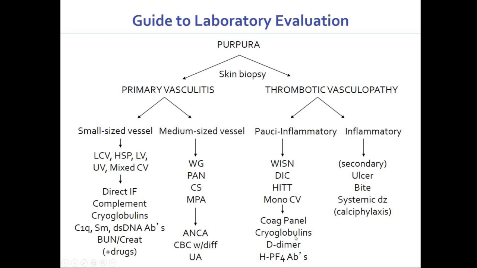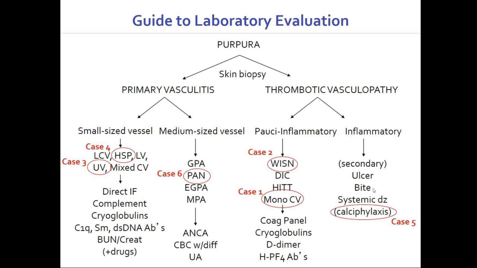And of course, in the setting of thrombi and inflammation, don't forget to consider secondary disorders such as proximity to an ulcer bed, arthropod bite, or systemic disorders such as calciphylaxis, as I've shown you. Here's a summary of the cases that we've described, covering all the arms in this diagram, as well as a case of mixed vasculitis and vasculopathy in the case of levamisole.